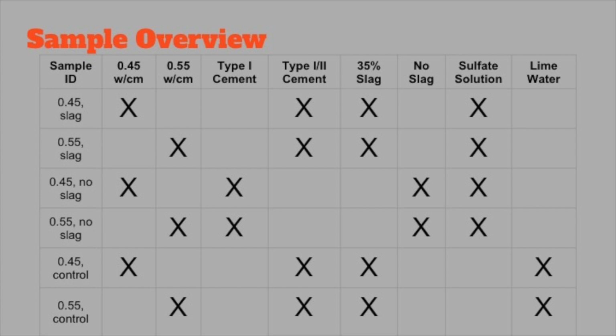We also made 2 control bars, one with a 0.45 water cement ratio and one with a 0.55 water cement ratio. They both contained type 1/2 cement and slag, but rather than being stored in the Na2SO4 solution, they were stored in lime water.